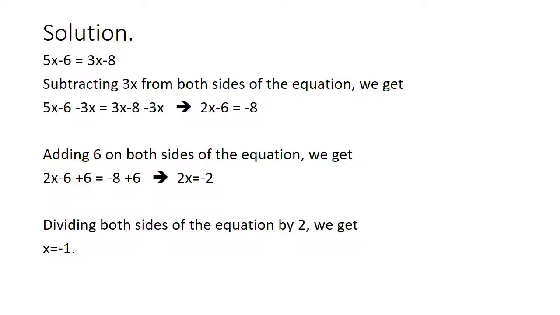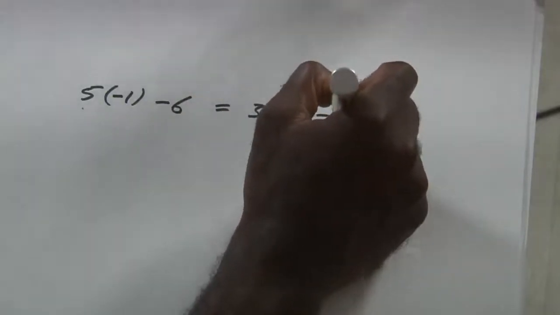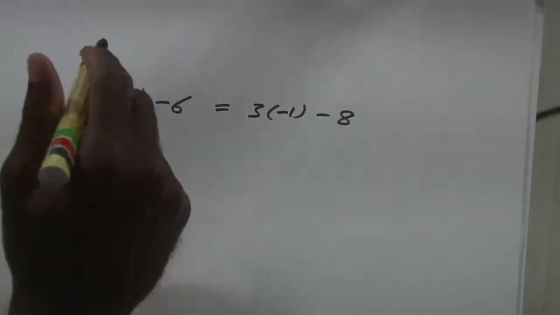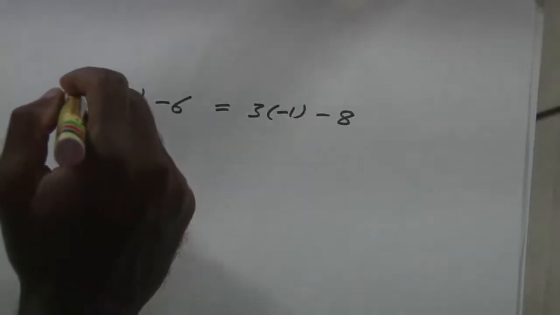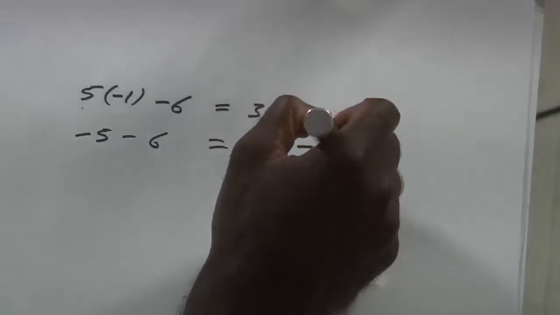If you want to see whether your answer is correct or not, you just need to substitute negative 1 for x in your equation, which means you have 5 multiplied by negative 1 minus 6 equals 3 multiplied by negative 1 minus 8. What you have on the left hand side is 5 multiplied by negative 1, you have negative 5 minus 6, while on the right hand side you have negative 3 minus 8.